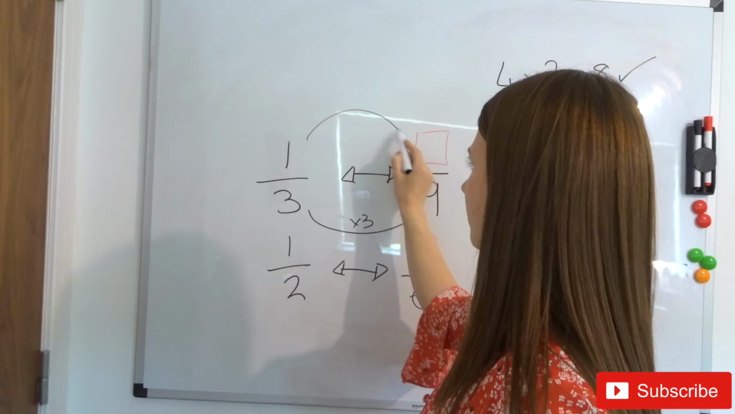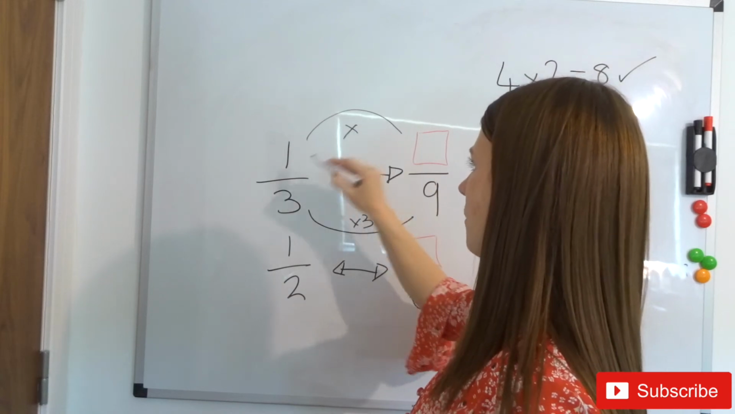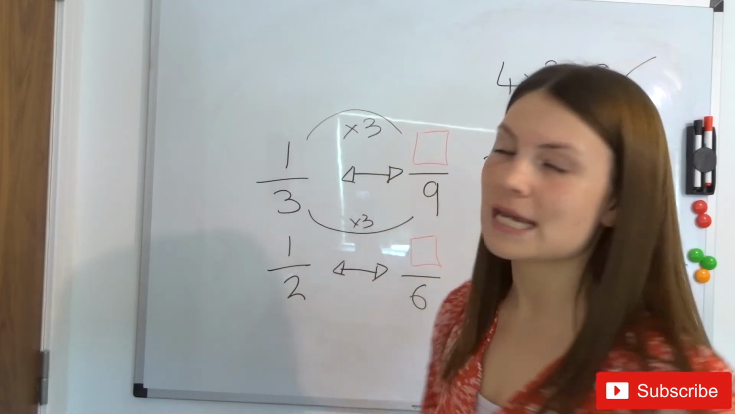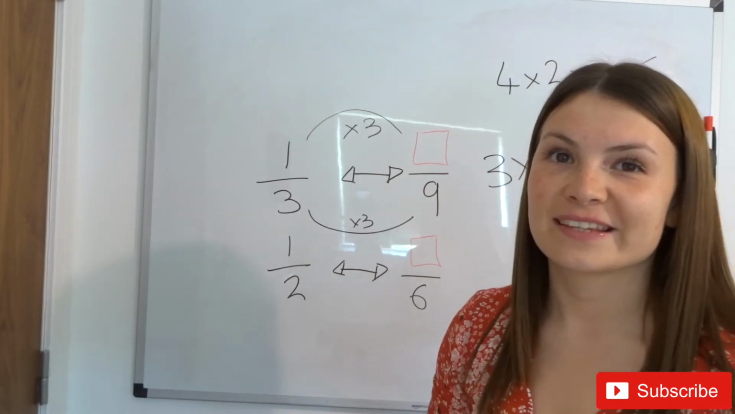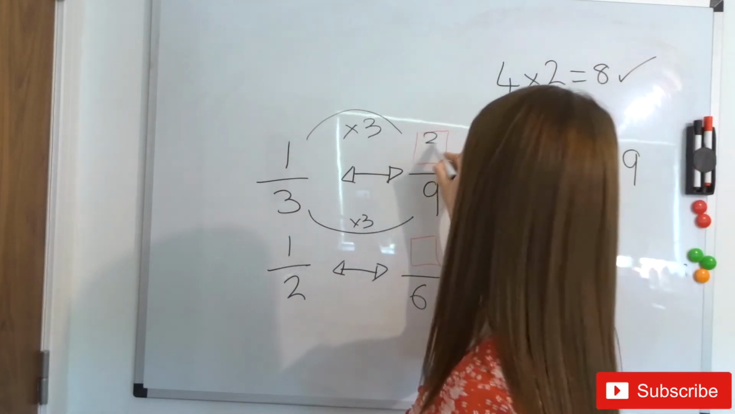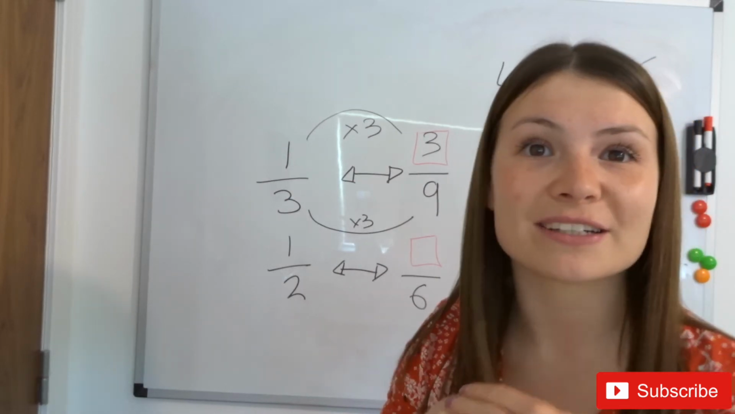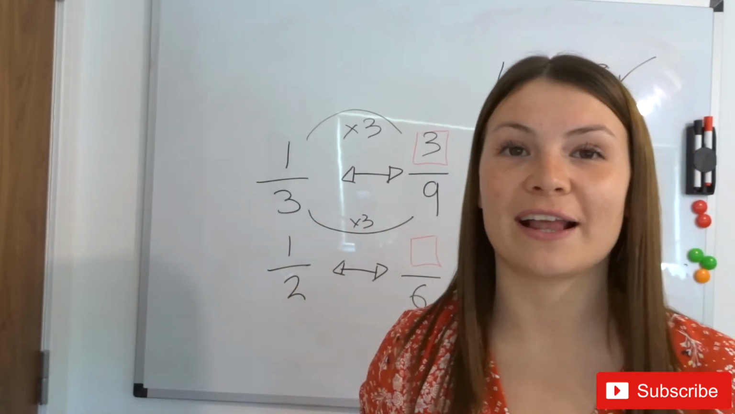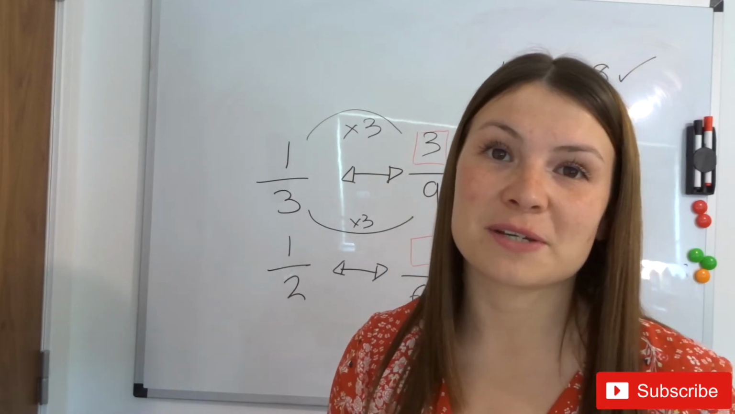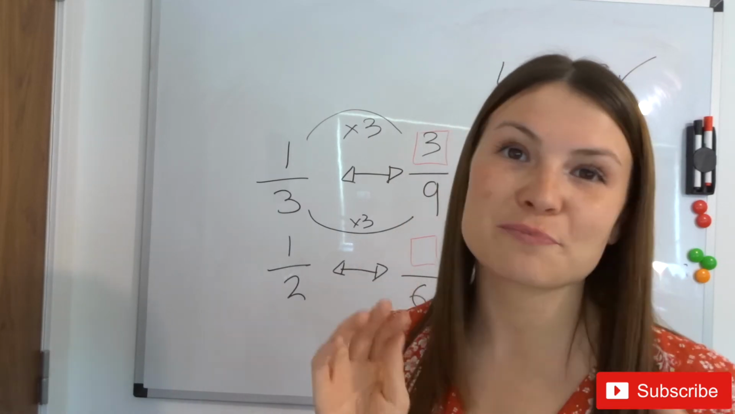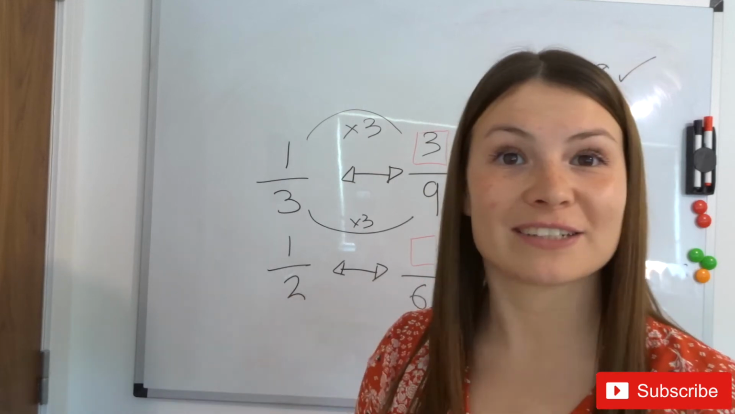Okay, now we need to do it to the numerator. 1 times 3 is easy peasy 3. Well done if you got that right. If you didn't get all that right, just go back and double check it. That is absolutely fine. That's what's good about these videos, because even if you make a mistake, you can just pause the video and go back and check your answer.